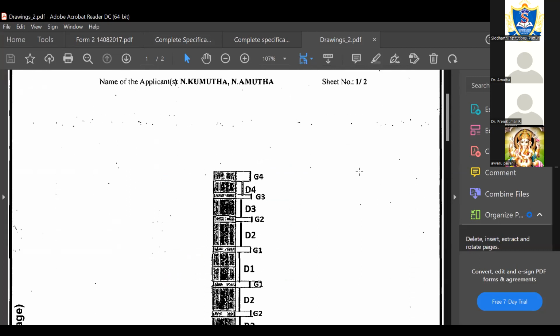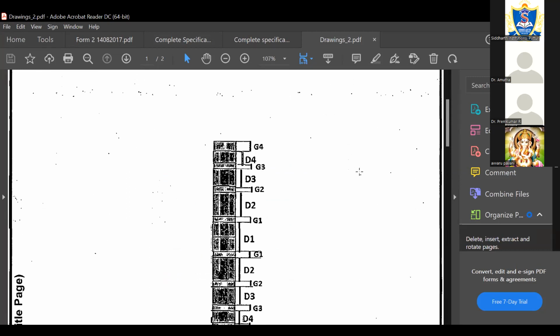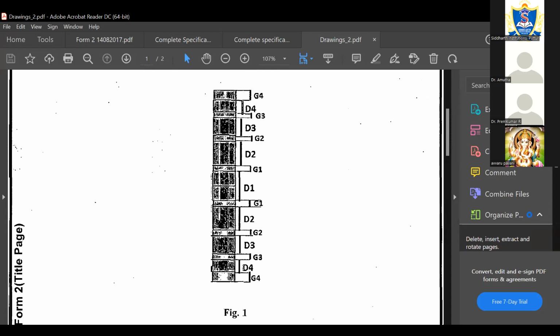And in the drawings, you should not include the part names. For example, this is a cylinder 1, cylinder 2, that should not be included, but you have to include numerical numbers.